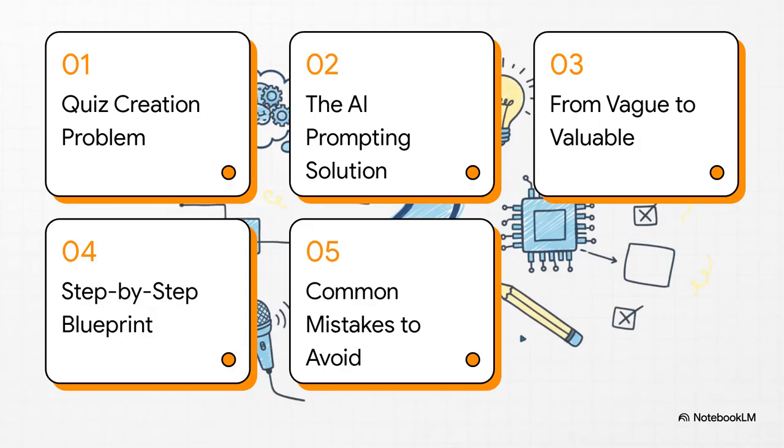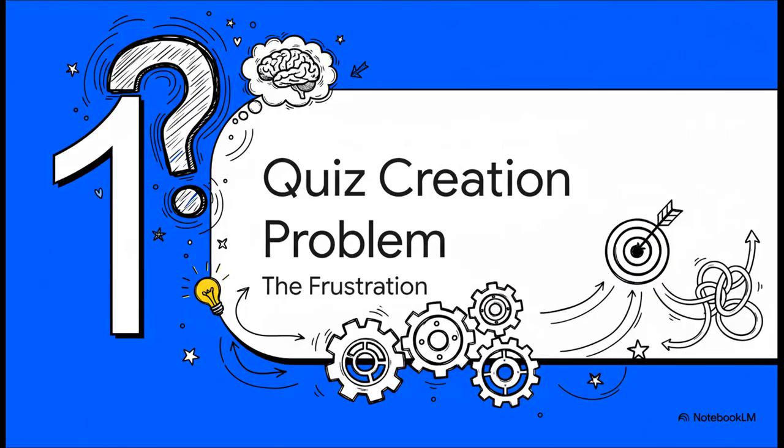All right, here's the game plan for today. We're going to start by digging into the problem itself, then we'll jump into the AI solution. I'm going to show you some incredible before and after examples, give you a step-by-step blueprint you can use immediately, and then we'll wrap up by looking at the common mistakes so you can avoid them. Let's dive in.